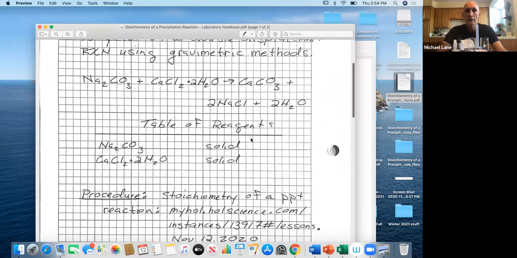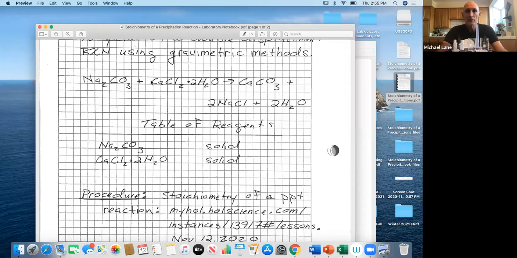I have written the reaction for the experiment. I want to comment on that reaction a little bit. It is a precipitation reaction. Everything on the left is soluble. The calcium carbonate is the precipitate, and the sodium chloride remains as spectator ions, and of course a little bit of water is given off.